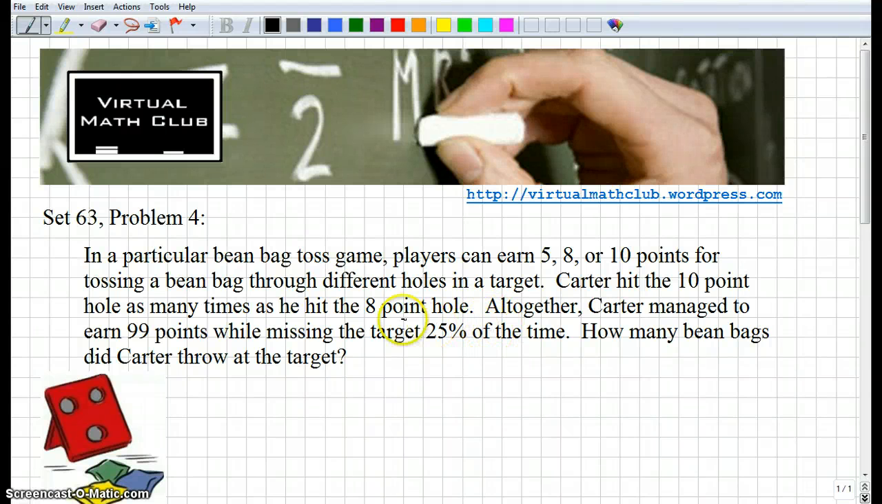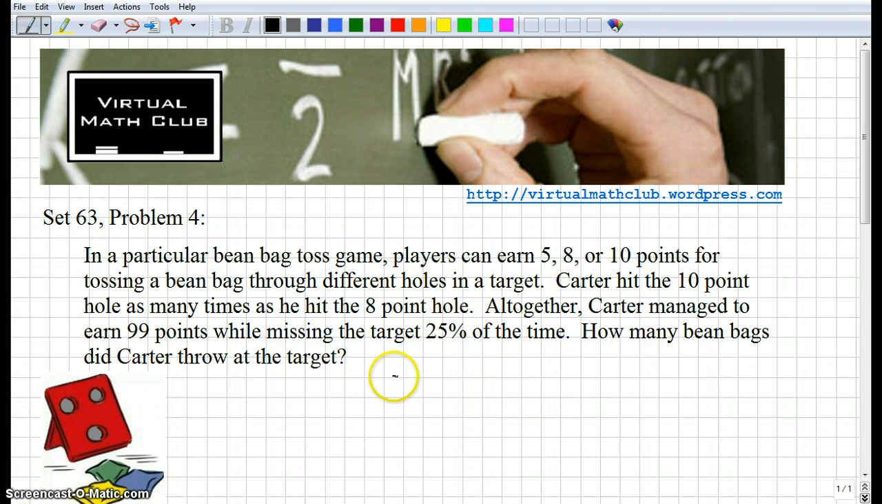Carter is playing a beanbag toss game, and in this game you can earn either 5 or 8 or 10 points for tossing a beanbag through different holes in a target. Carter hit the 10-point hole as many times as he hit the 8-point hole. Altogether, Carter managed to earn 99 points, while missing the target 25% of the time. How many beanbags did Carter throw at the target?